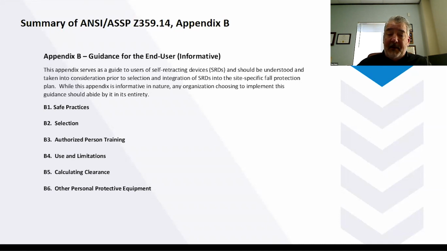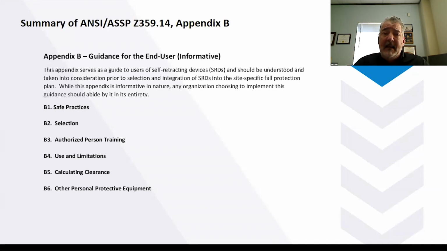Section B1 addresses safe practices. The next section goes into selection. How do we choose the correct self-retracting device for the work that we're doing? Then we get into authorized person training. What do we need to tell the people who are using these devices about how to use them, how not to use them, what hazards they need to look out for, what can they expect? Then we get into use and limitations, some of the good do's and don'ts with respect to the use of self-retracting devices.